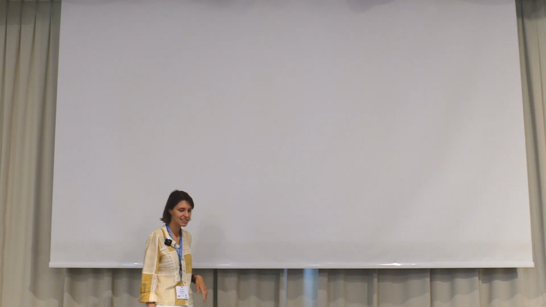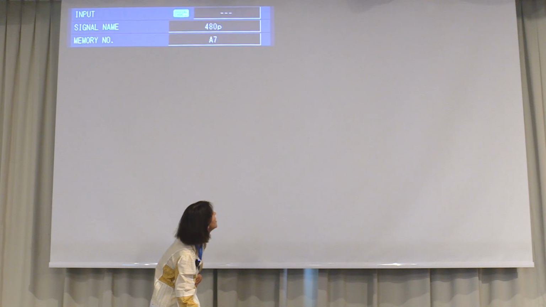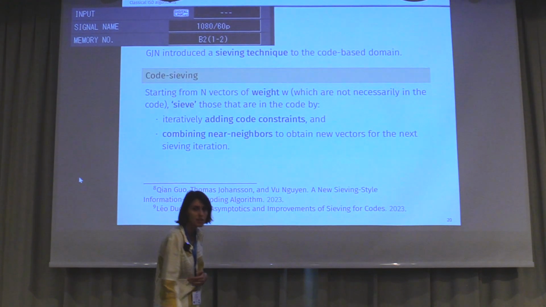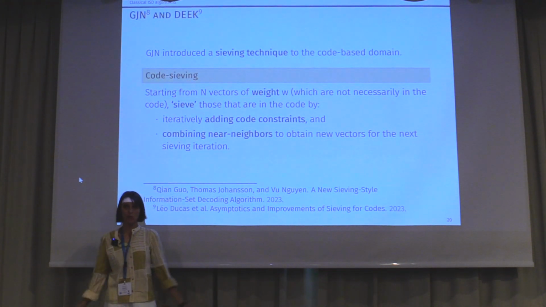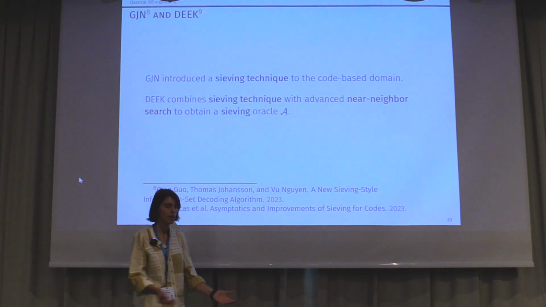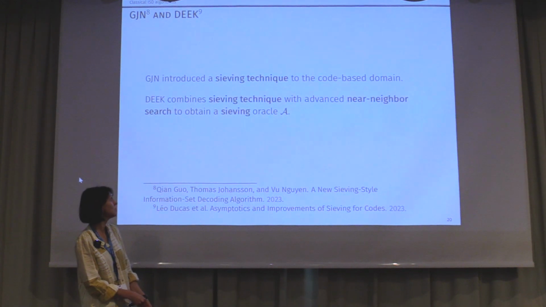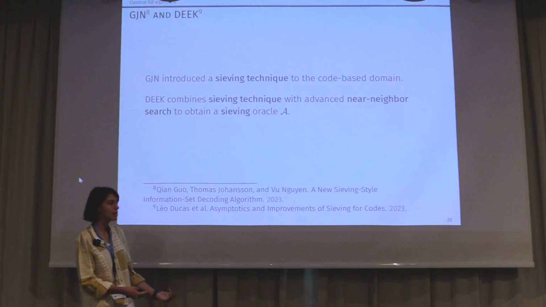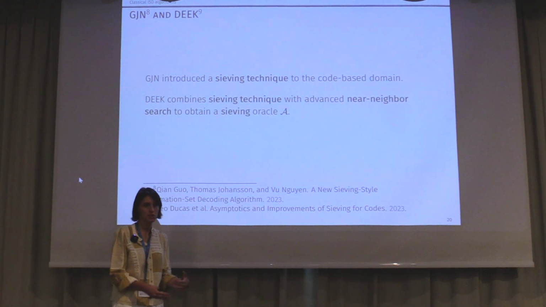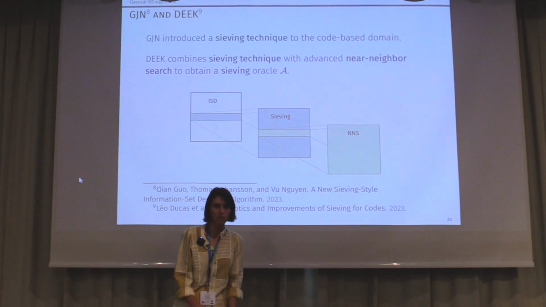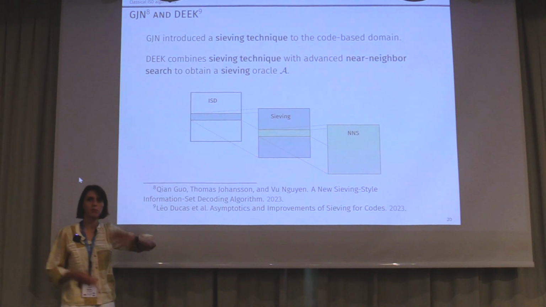Nevertheless, this original idea did not lead to any breakthrough in information set decoding. Nevertheless, it gave a starting point for new algorithms that used more advanced near neighbor search techniques. Then you combine that with the sieving oracle in the information set decoding framework, and this actually brought some improvement. I tried to simplify the idea.